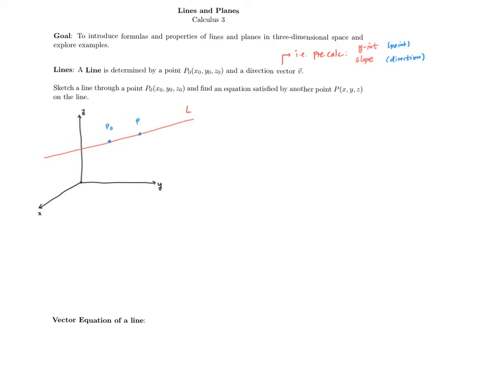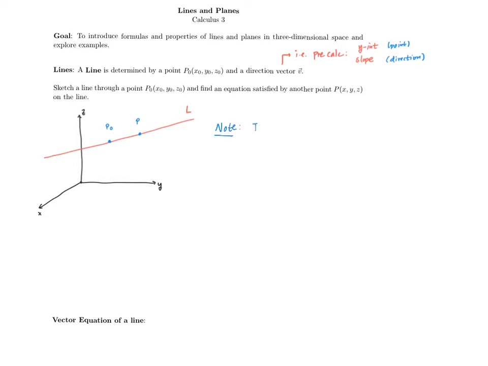And it turns out in three dimensions, the idea is very similar. It's just how we formulate the equations that might look a bit different. So to begin, we've sketched a line here that is through a point P naught. What we would like to do is find an equation that's satisfied by some other arbitrary point P sitting on this line. I'm going to make some observations to get us going, and once we have these observations, we should be able to write down an equation of the line.